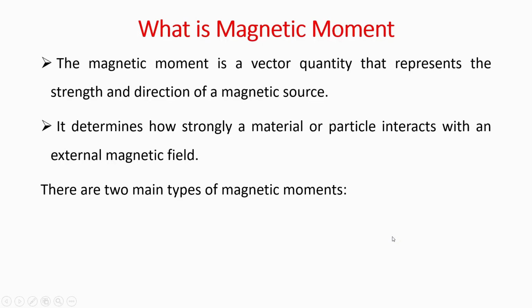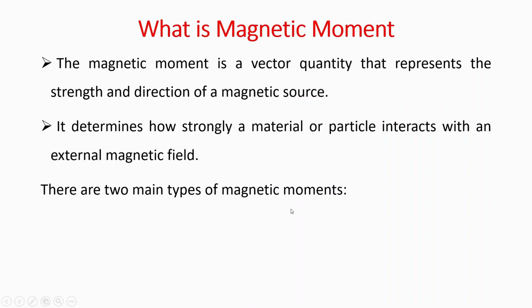Okay, so what is magnetic moment or magnetic dipole moment? Magnetic moment or magnetic dipole moment is a vector quantity that represents the strength and orientation of a magnetic source. Strength and direction, or orientation, of a magnetic source. It determines how strongly a material or a particle interacts with an external magnetic field. We will explain this point in a while.